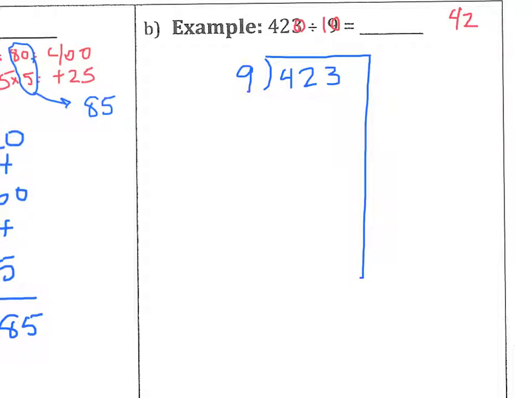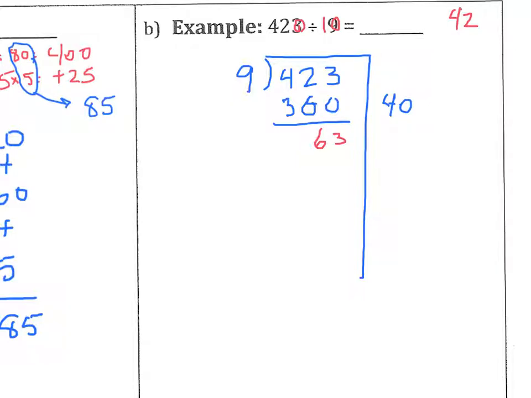All right, so here we go. Now, since I've already tried this, 9, I think roughly 40, I'm gonna try 40. So I'm gonna write 40 here on the outside. And I know that 9 times 4 is 36. So 9 times 40 is going to be 360. Now I'm going to subtract. 423 minus 360 is 63.